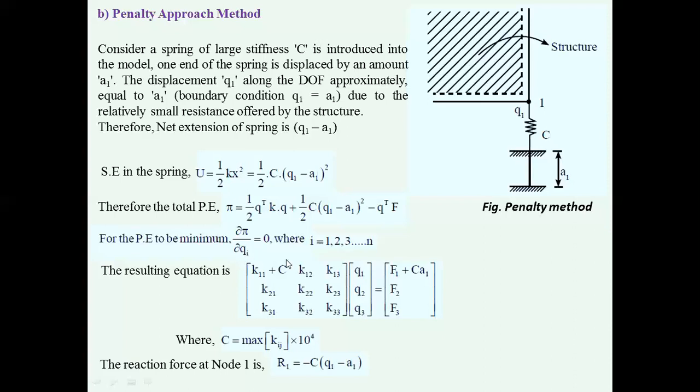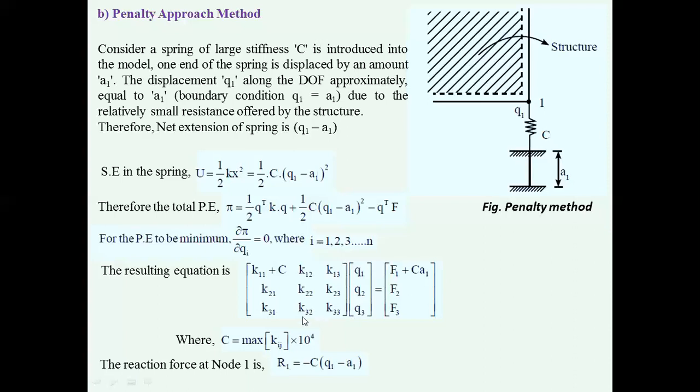So partial derivative of phi with respect to qi, where i stands for 1, 2, 3 up to n. When you do the partial differentiation with respect to the variable, it results in a set of equations. Those set of equations are represented in matrix form. That matrix is in the format of the equilibrium equation, that is K into Q equals F. In the equilibrium equation, we can see a little modification.